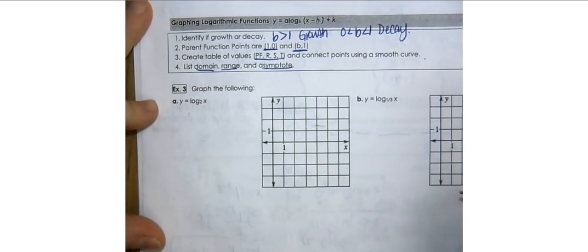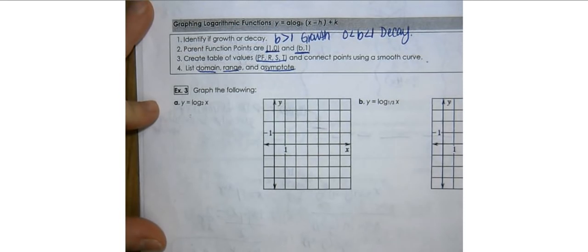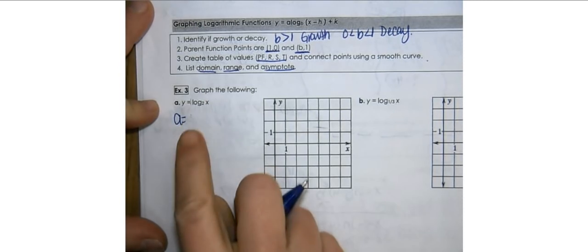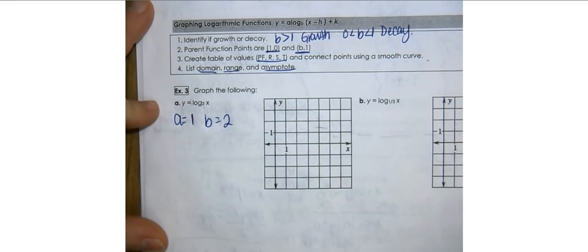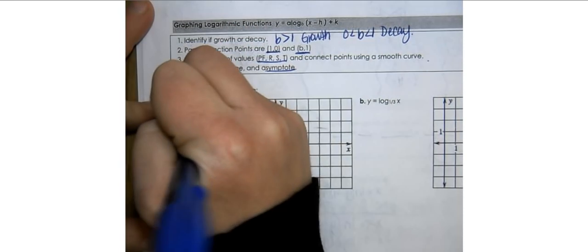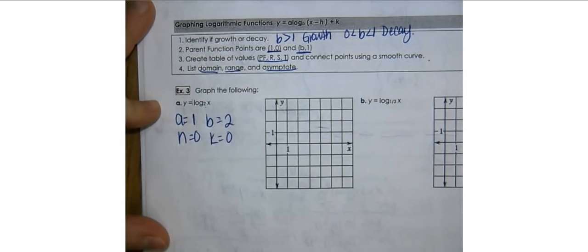So the first thing I'm going to do for y equals log base 2 of x is identify what my a, b, h, and k values are. In this case, there's an invisible number 1 in front of the logarithm, so a is equal to 1. My base is 2, so b is equal to 2. My h value is equal to 0, and my k value is equal to 0. Now I'm going to create my table.